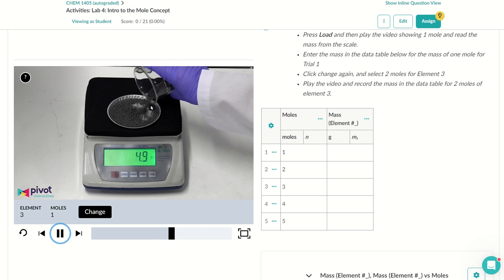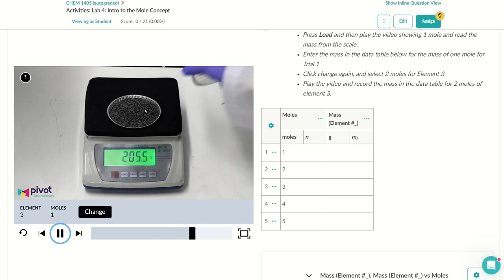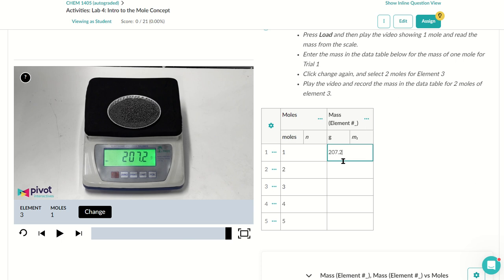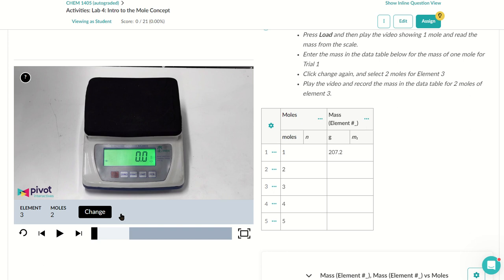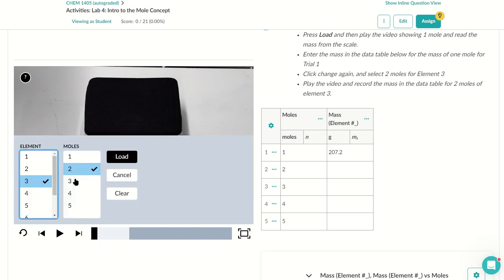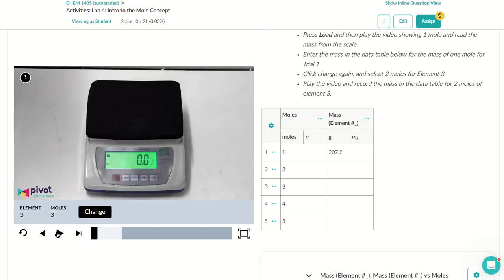Now they're weighing the substance. We don't know what element it is, but it's an element, and we see that this corresponds to 1 mole. So I'm going to record that data right here. That weighed 207.2. And like the instructions say, you are going to click change again, do the same thing for 2, do the same thing for 3, and keep going.